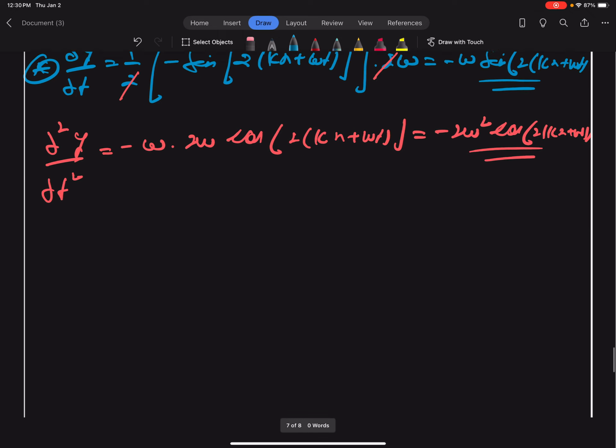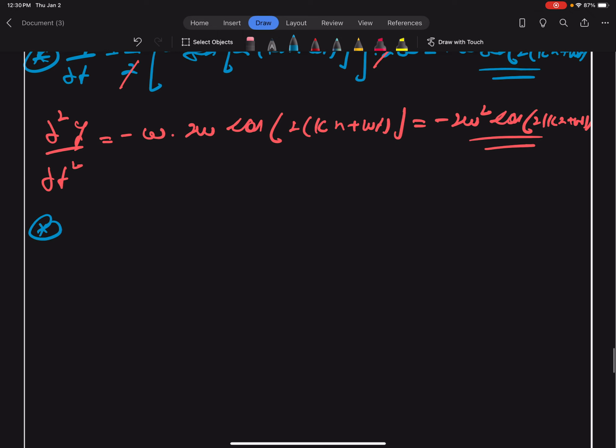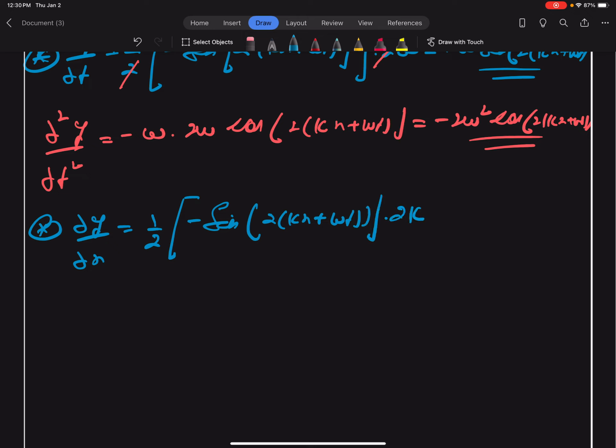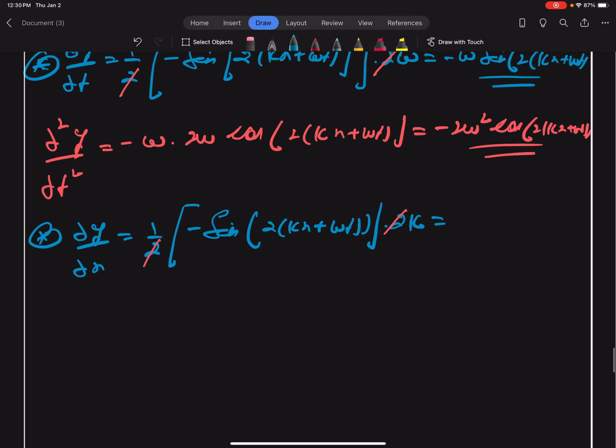and now we do it with respect to x. Partial derivative with respect to x will be equal to 1 by 2 minus sine of 2 kx plus omega t and multiply by 2k, and once again 2 and 2 cancels out, so we can write this as minus of k sine of 2 kx plus omega t.